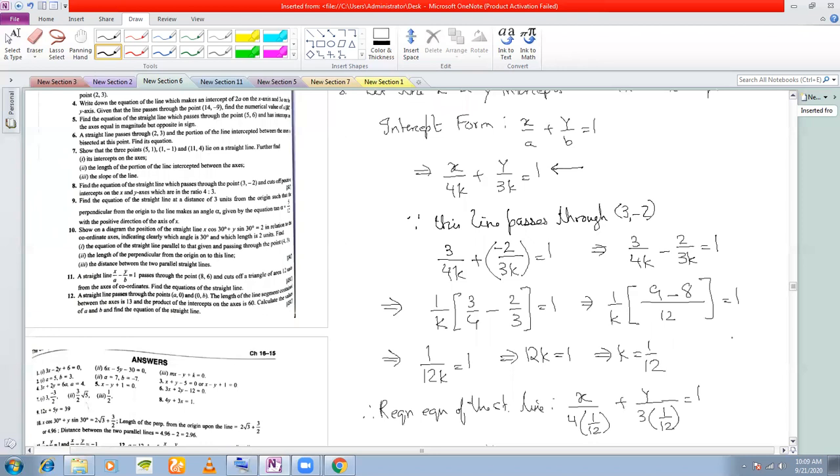Number 11, a straight line x by a minus y by b passing through the point (8, 6) cuts off a triangle of area 12 units from the axes of coordinates. Find the equation of the straight line. Let's see.